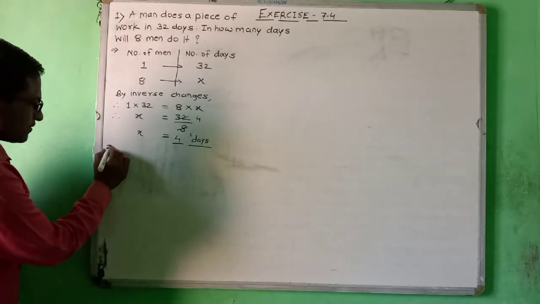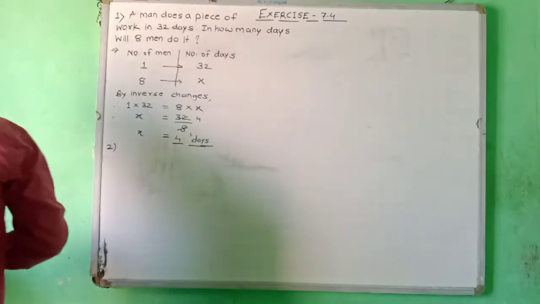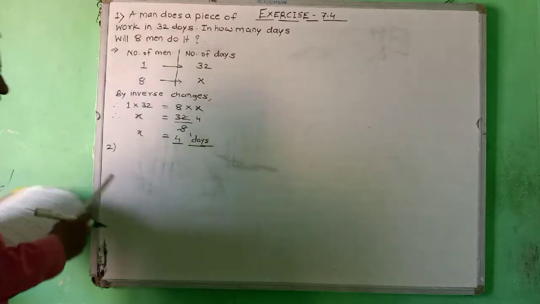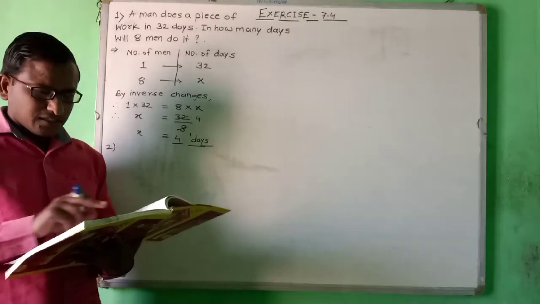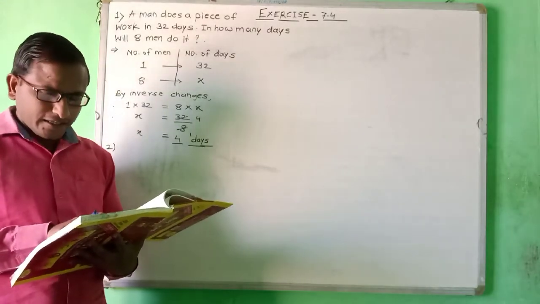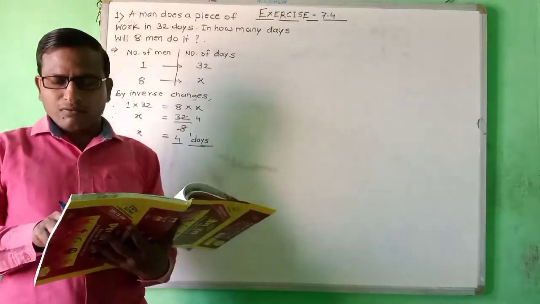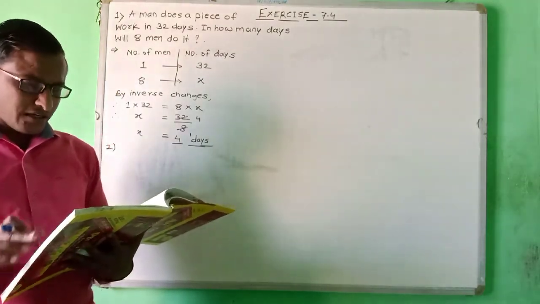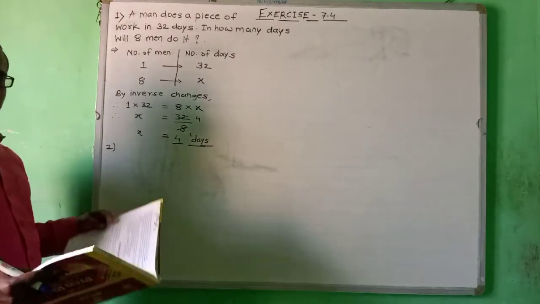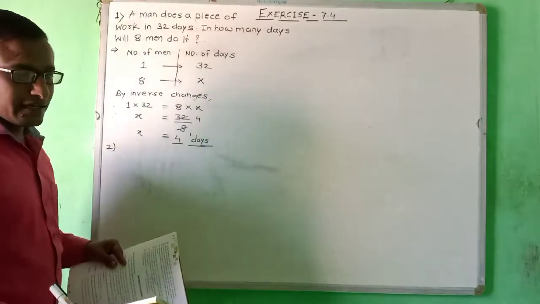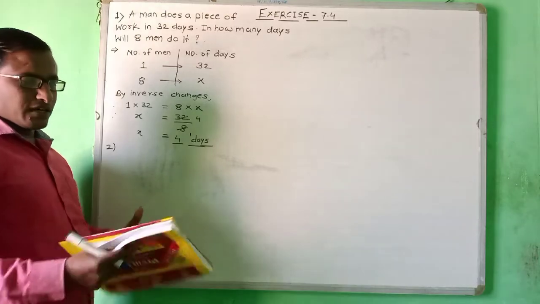Second example. 6 boys do the work in 8 days. How many boys are required to finish the work in 1 day? So follow the same process here. You write the question from the textbook and then write the solution. Here I write only the solution.